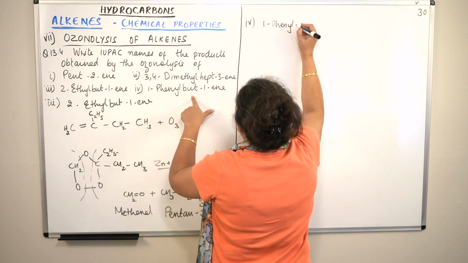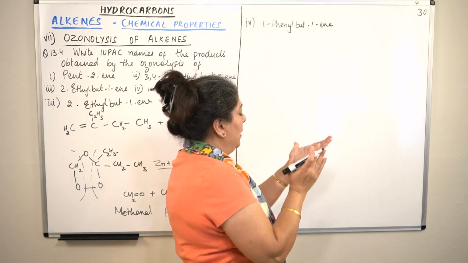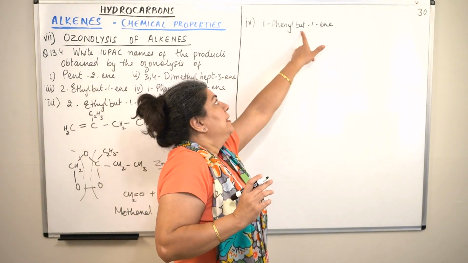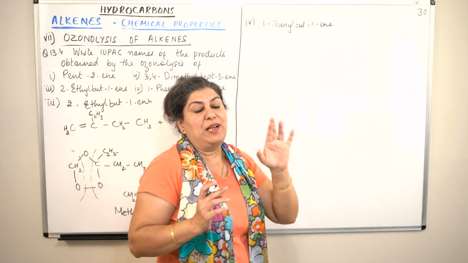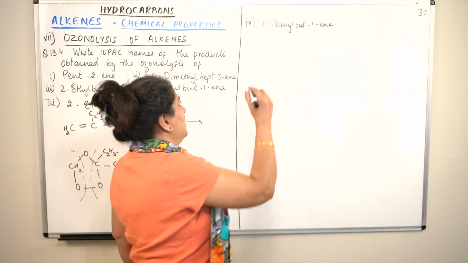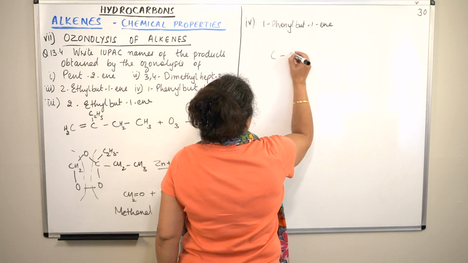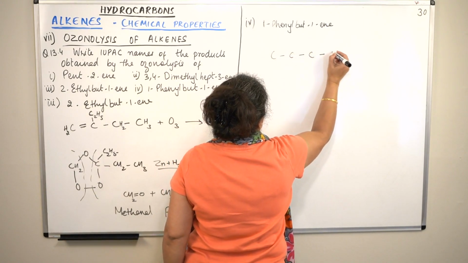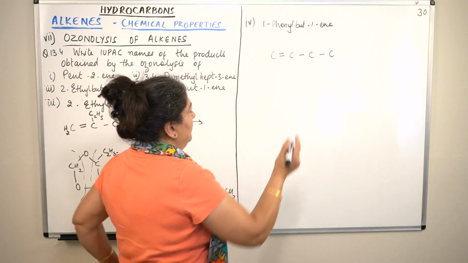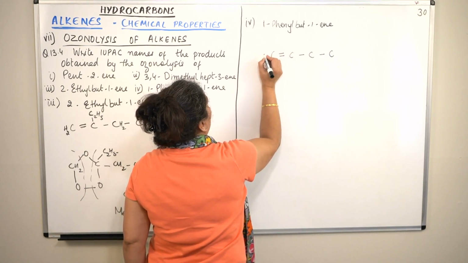1-phenylbut-1-ene is the compound. So here I have a phenyl group attached to the first carbon, and the ene, that is the double bond, is also attached to the first carbon, and the parent hydrocarbon is but, which means it has 4 carbons. So let me write down the structure. It has 4 carbons, 1, 2, 3 and 4. The double bond is between the first carbon and the second carbon. It is but-1-ene, and to this there is a phenyl group attached.